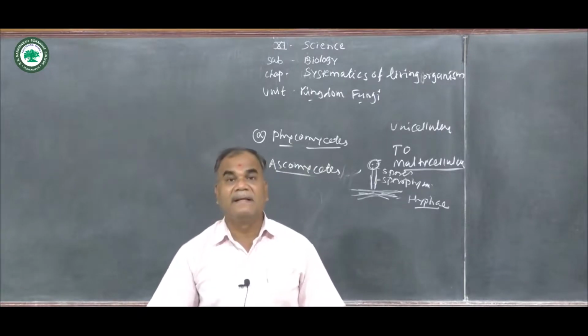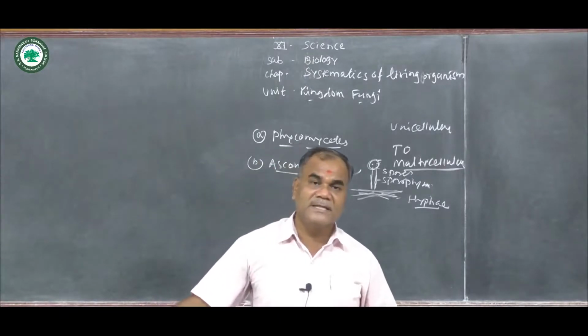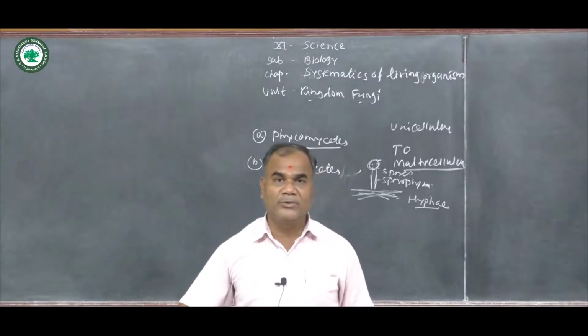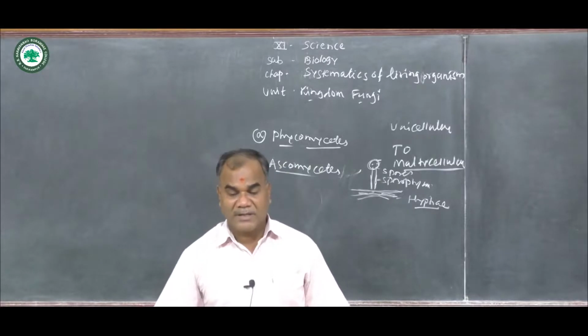Sac fungi are decomposers, parasitic and coprophilous. What is meant by coprophilous? Coprophilous means these fungi grow on cow dung. This type of fungi will be grown on the cow dung.